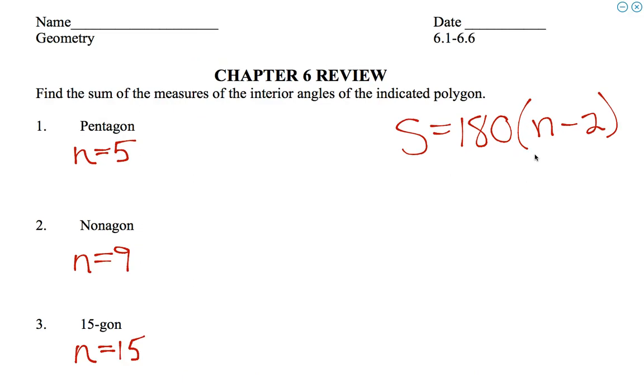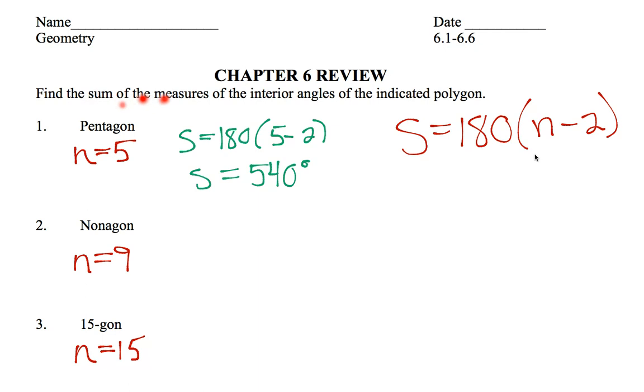So this would be S equals 180 times 5 minus 2, which is just 180 times 3, which is 540. Just be careful you understand that they're asking find the measures, the sum of the measures. They might ask you what is just one of them. They might ask you what's the sum of all of them.